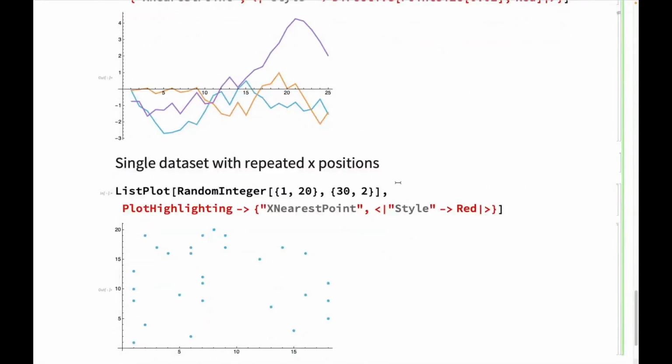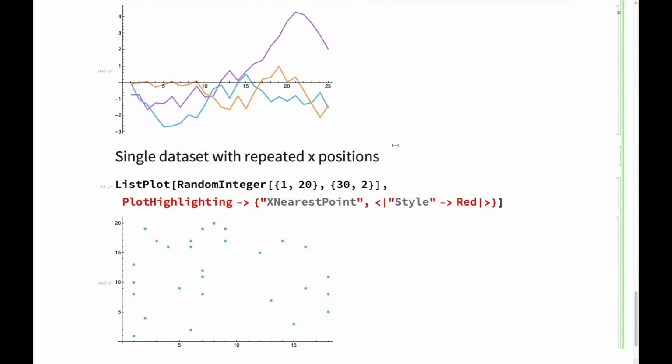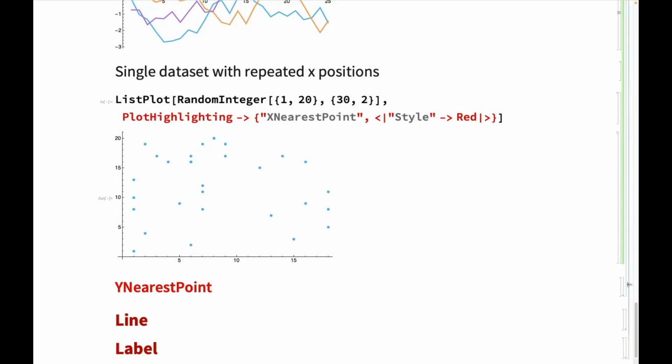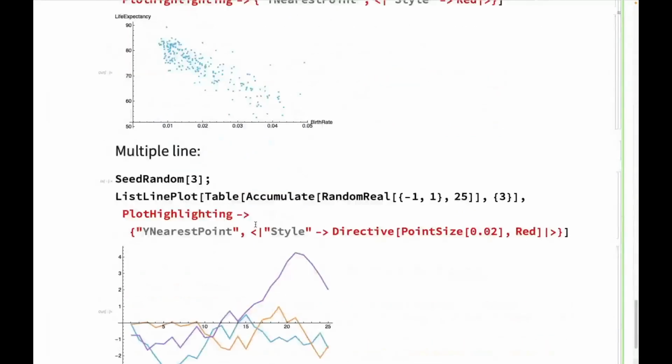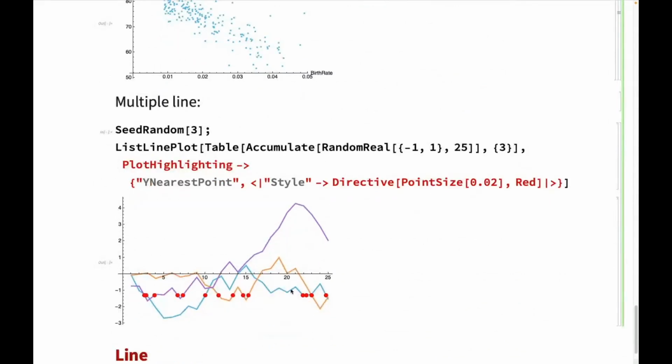And this mechanism is not just finding one point as you have observed. For a single data set, it will also find multiple points as long as they share the same values, the x values. The same story applies to the y nearest point, just in the y direction, so I'm not going to spend too much time here. But as you can see, it can find a lot of points, depending on the nature of the curves.